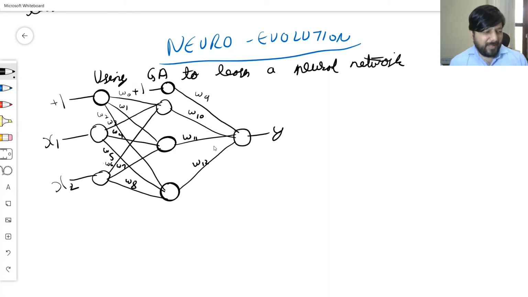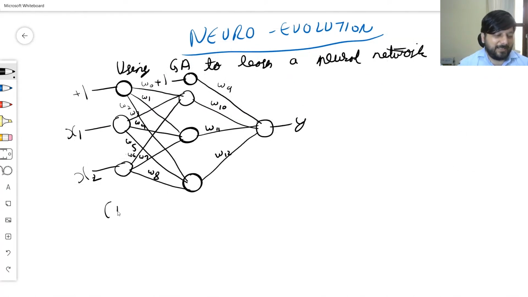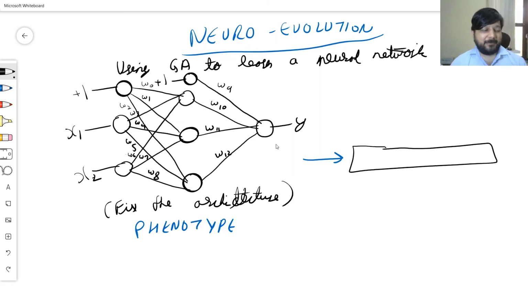So I said I'll use a genetic algorithm to train a neural network for a variable architecture, but I now realize that maybe a variable architecture is a hard thing to do. So let's say that we fix the architecture to exactly this, or let's train a neural network for a fixed architecture. So I fixed the architecture, and this one is of course what is called my phenotype. So I need to convert it into what will be called a genotype in order to do the evolution. So the architecture is fixed. It need not be optimized.